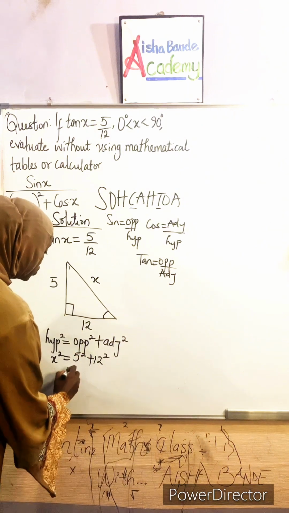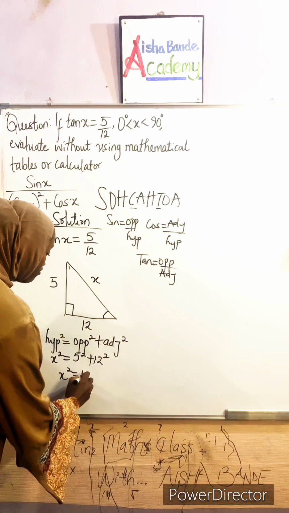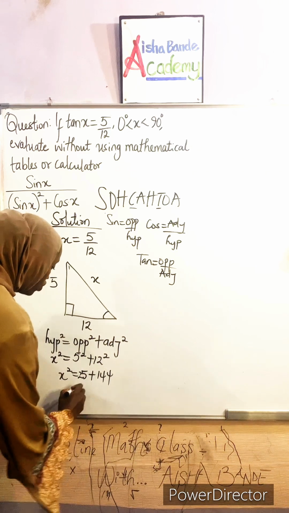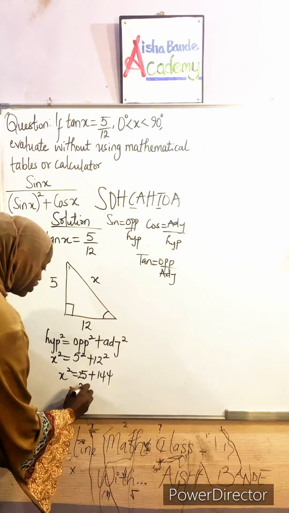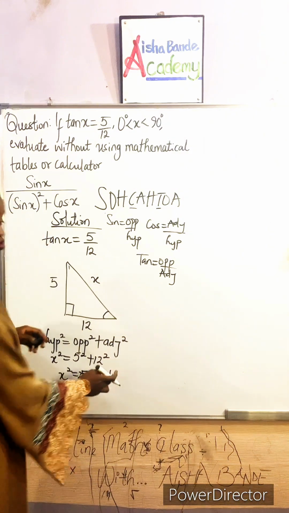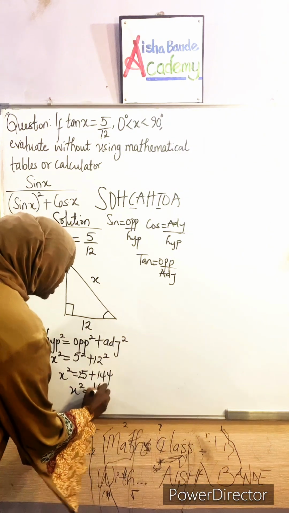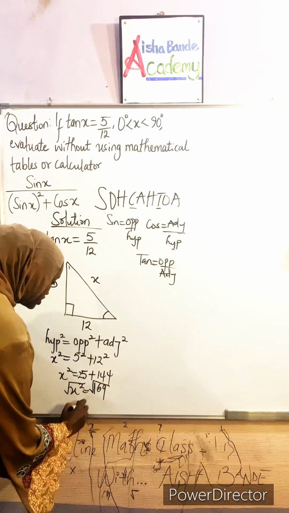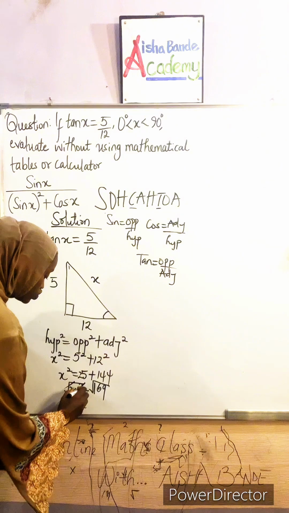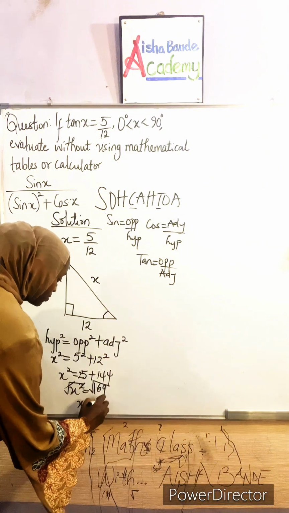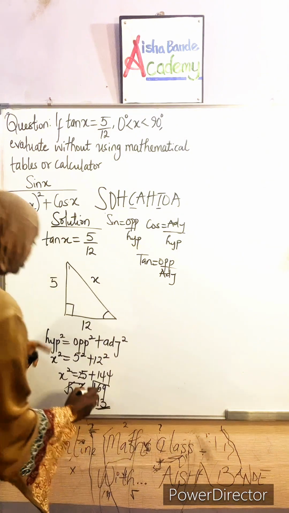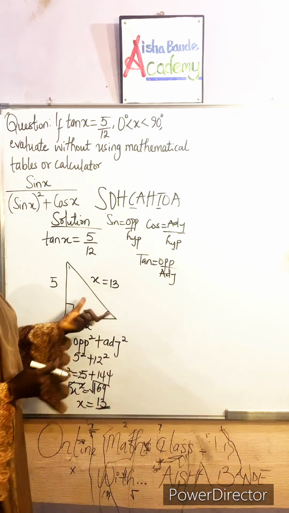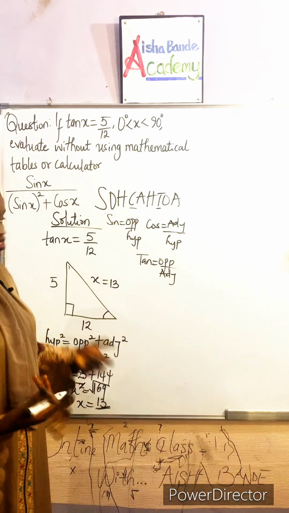So x squared is equal to 5 squared, which gives us 25, plus 12 squared, which gives us 144. Simplifying further, x squared is equal to 25 plus 144, which gives us 169. Taking the square root of both sides, the square root cancels the square, and we have x equal to 13. So the value of x, that is the hypotenuse, is 13. From here, we can continue solving this question.